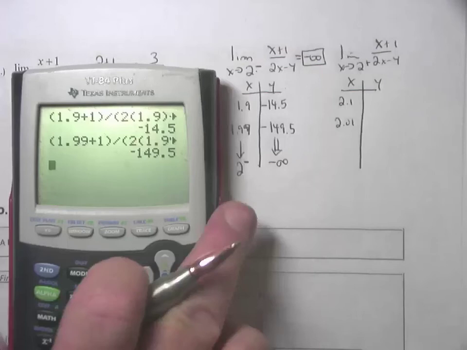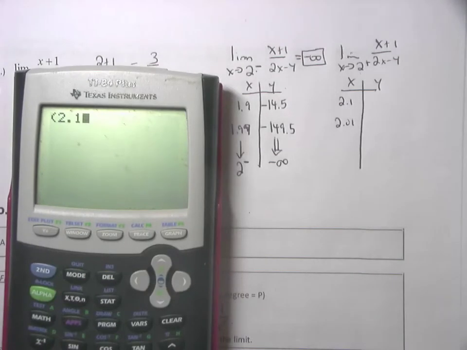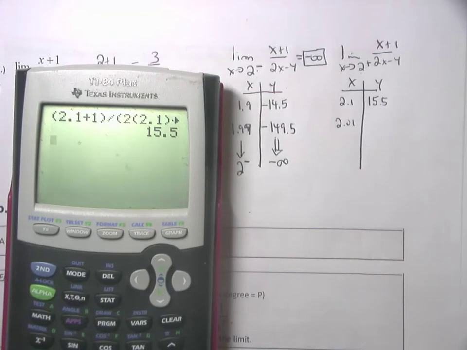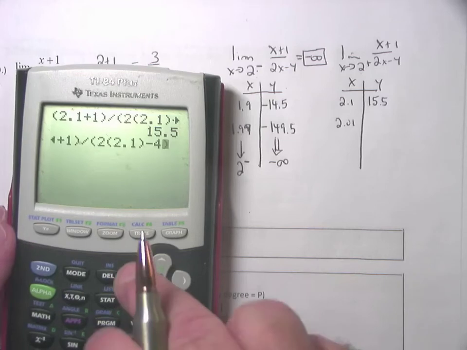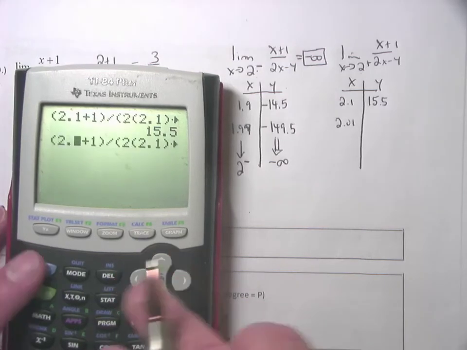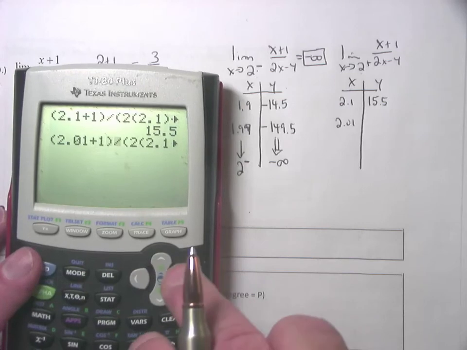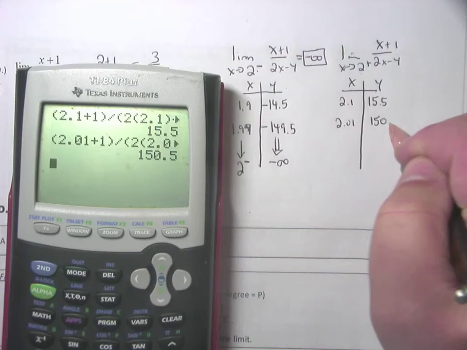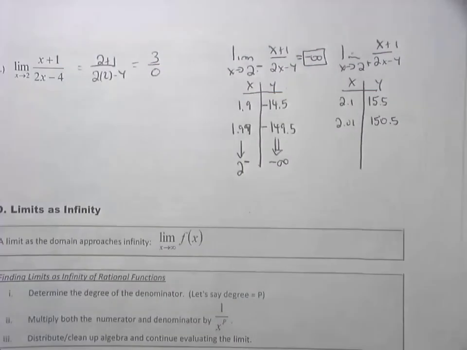So here we go. Parentheses, 2.1 plus 1 divided by parentheses 2 times 2.1 close parentheses minus 4 close parentheses for the denominator, and I get 15.5. I got close. Now I'm going to get a little bit closer to see what direction I am going. That's why you have to plug in at least 2 points on this thing. So now I'm going to plug in 2.01 plus 1 divided by 2 times 2.01 minus 4, and I end up getting 150.5.